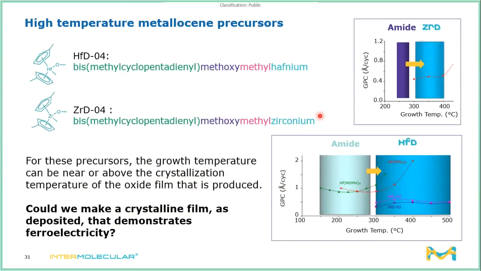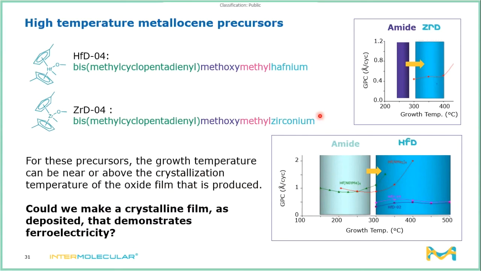The core question we were trying to answer in this next study is whether we could have a crystalline film as deposited that demonstrated ferroelectricity. So to do this, we needed to start with different precursors than the one that we normally use for our ALD processes. Standard amide precursors have ALD windows, or suitable deposition temperatures, that are at or below the crystallization temperature of the oxides, hafnium oxide and zirconium oxide, that we're interested in.